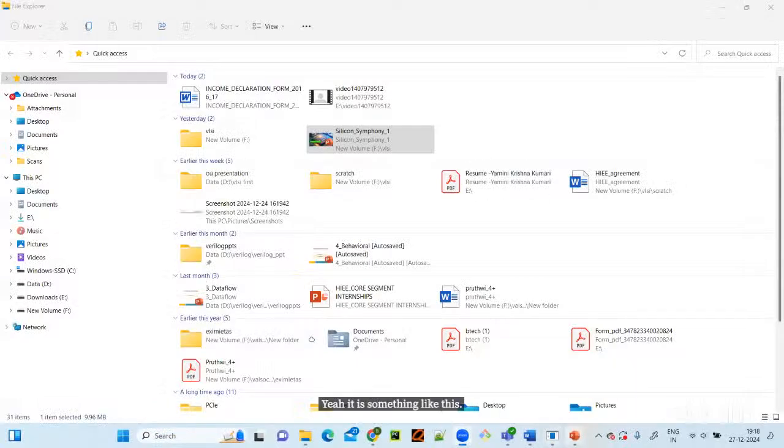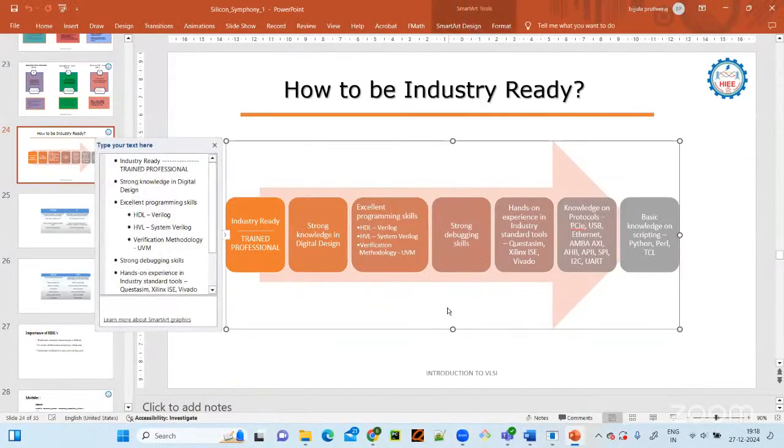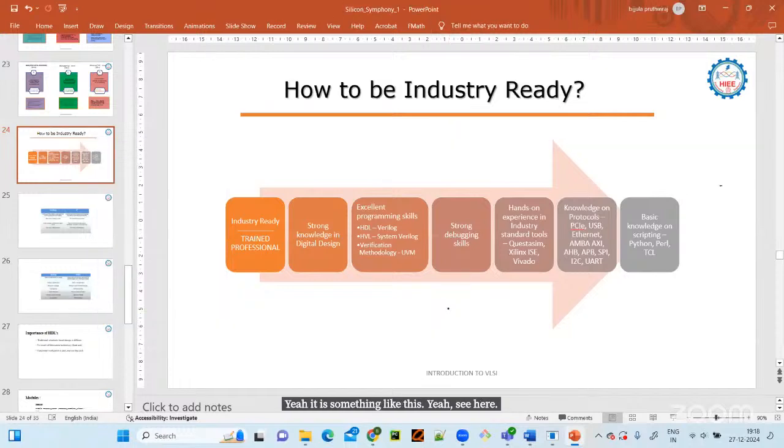Yeah, so in our yesterday's discussion, in our day 1 discussion, we have seen the roadmap to get into the VLSI industry. In that we have seen one slide. It is something like this. Let me share the screen back. Yeah, it is something like this. See here.